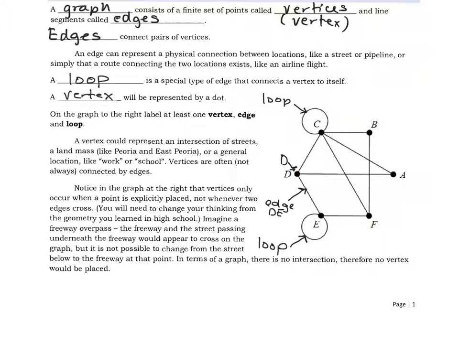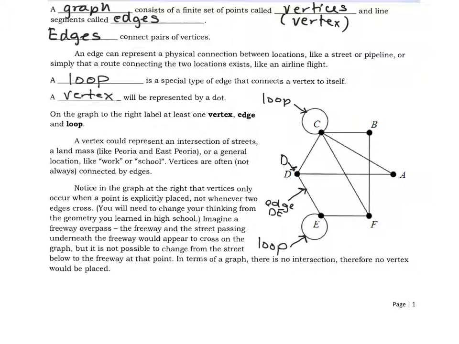So a vertex could represent an intersection of streets, a landmass like Peoria and East Peoria, or a general location like work or school. Vertices are often, not always, connected by edges. Notice in the graph at the right that vertices only occur when a point is explicitly placed, like we just got through talking about, not whenever two edges cross.